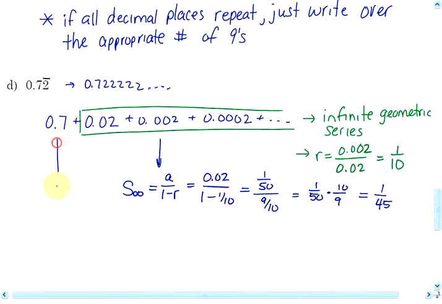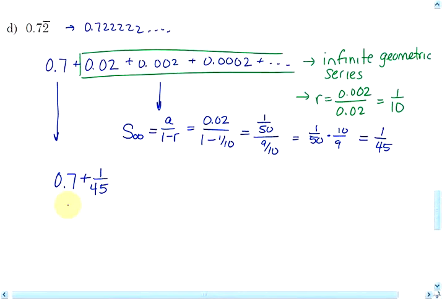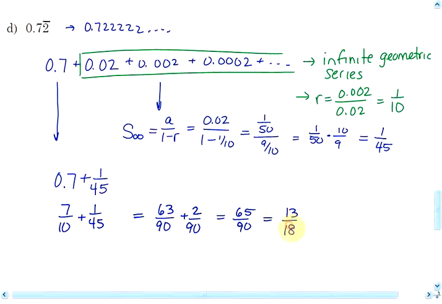What we then have is the non-repeating part, which is 0.7, plus the repeating part, which we've worked out to be 1/45. Converting everything to fractions, 7/10 plus 1/45, and that is going to work out to be a common denominator of 63 over 90 plus 2 over 90, 65 over 90. Divide everything by 5, and you get 13/18. So if you were to take your calculator out right now and go 13 divided by 18, you would receive that decimal number there.